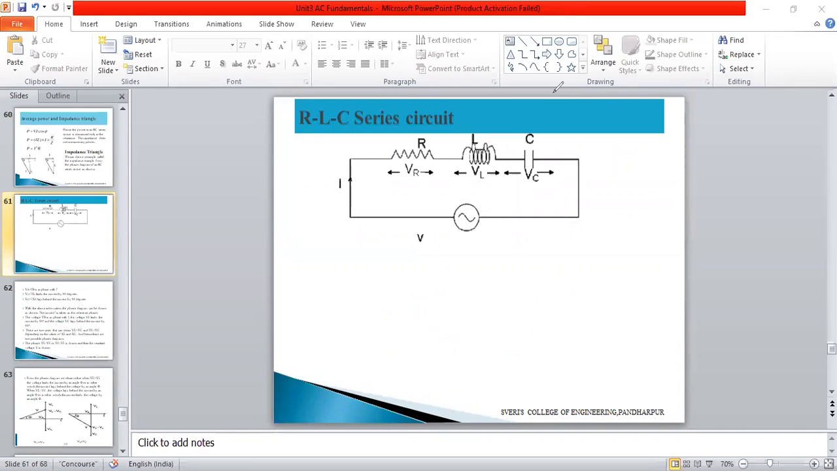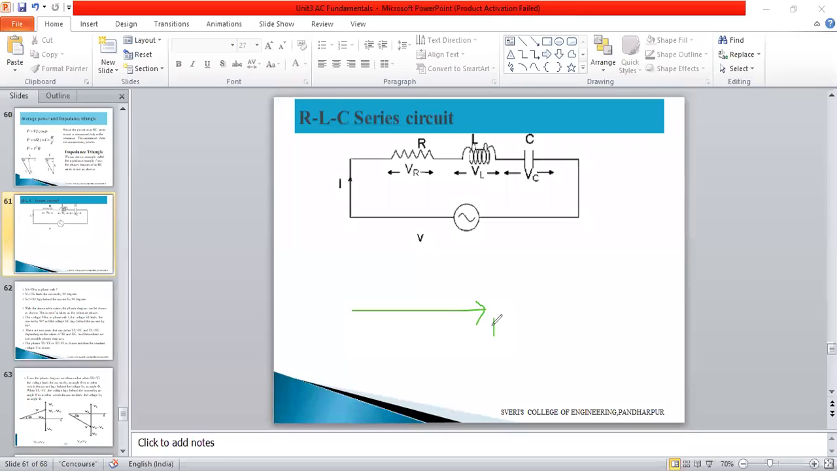Next, the third condition, that is VL equal to VC, or XL equal to XC. Then the resultant reactive component will become 0, because whatever it may be, VL minus VC means VC minus VC, it will become 0. So the circuit will act as pure resistance here.